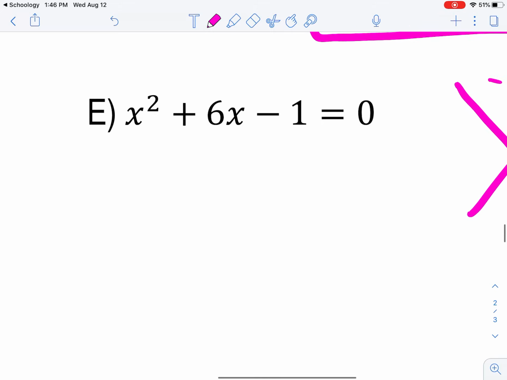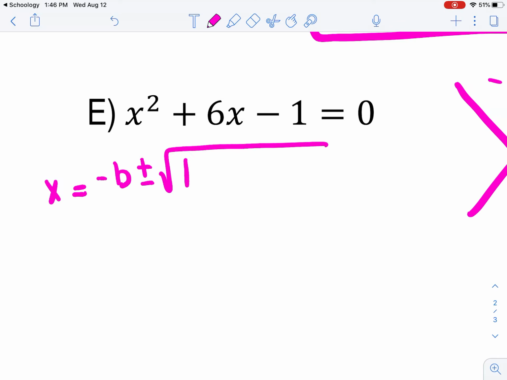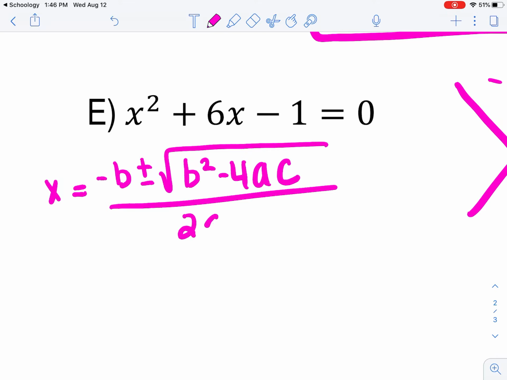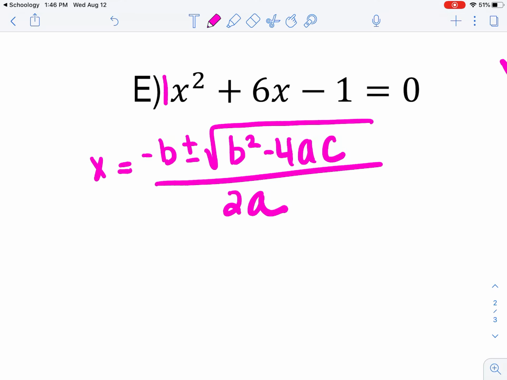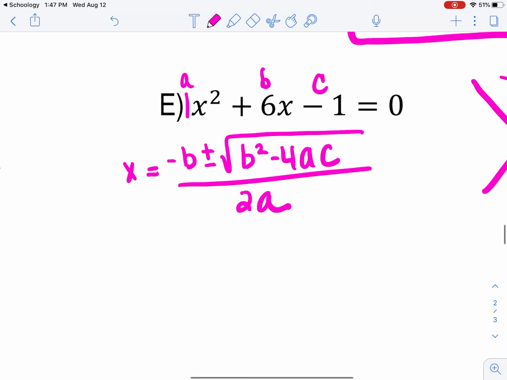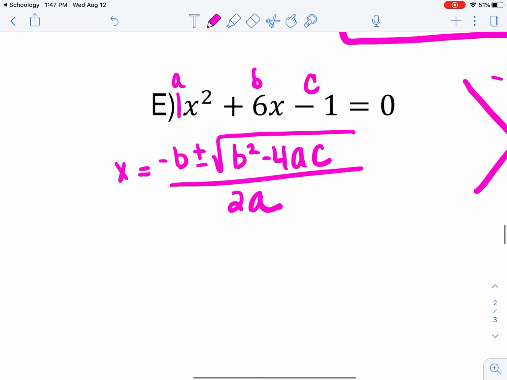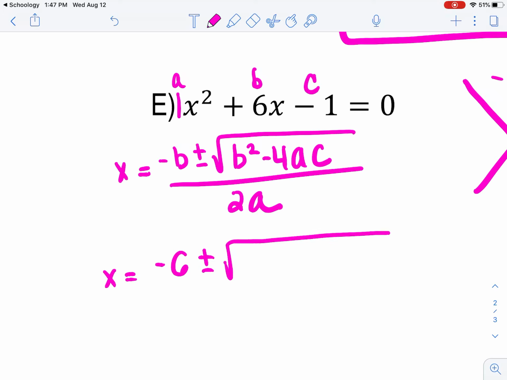Okay? So to remind you, quadratic formula, I'll write it down. X equals the opposite of b plus or minus the square root of b squared minus 4ac all over 2 times a. Where this coefficient, a is 1, b is 6, and c is -1. And now I'm going to import those numbers into this equation. So I have x equals the opposite of b, so -6 plus or minus the square root of.